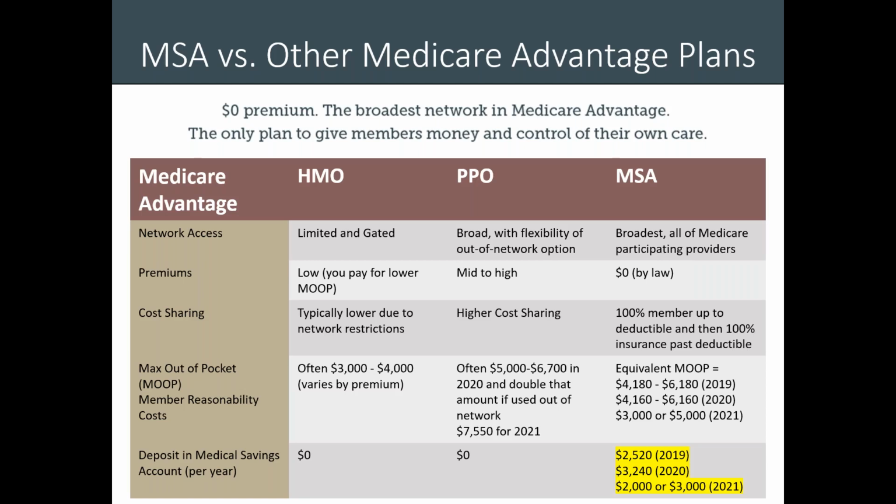With MSAs, as far as network access, that's one of the beautiful things about this plan. They can go to any Medicare provider that's accepting new clients. Guys, this is the closest thing you can get to a Medicare supplement in the Medicare Advantage space. And that's one of the reasons why I, Taylor Martin, buy this plan when I'm 65. Because unlike an HMO or a PPO, I go where I want.